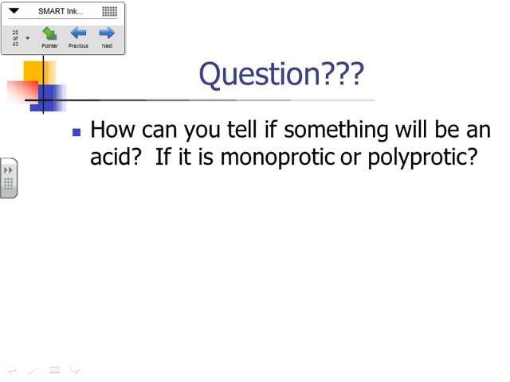If it's monoprotic, then how many H's would it start with? 1. If it's polyprotic, how many H's would it start with? More than 1, 2 or more, right? It's pretty simple. HS, acid? Yeah, well, we've been talking about that one. So, monoprotic or polyprotic? Mono.